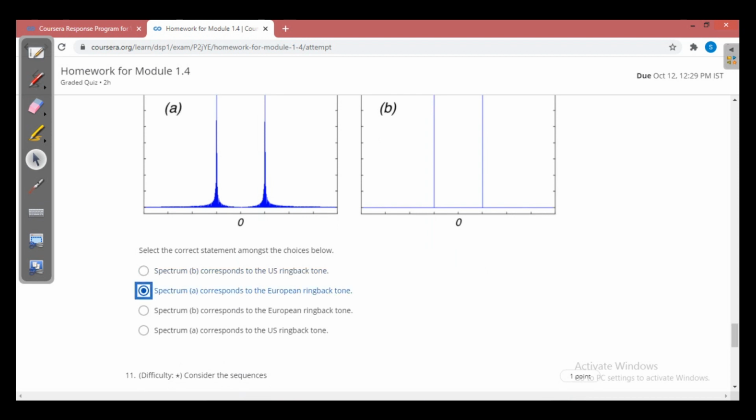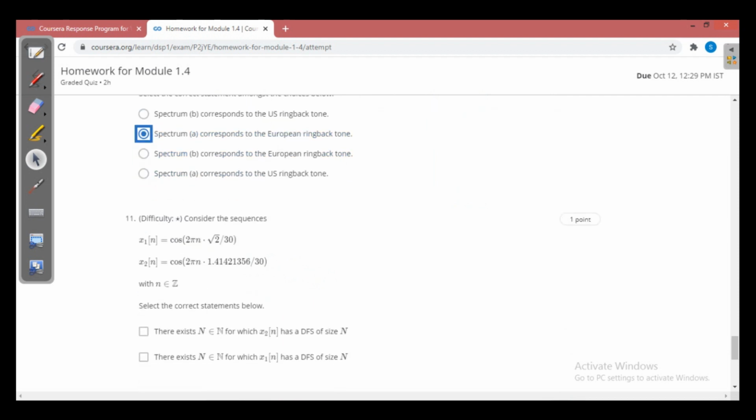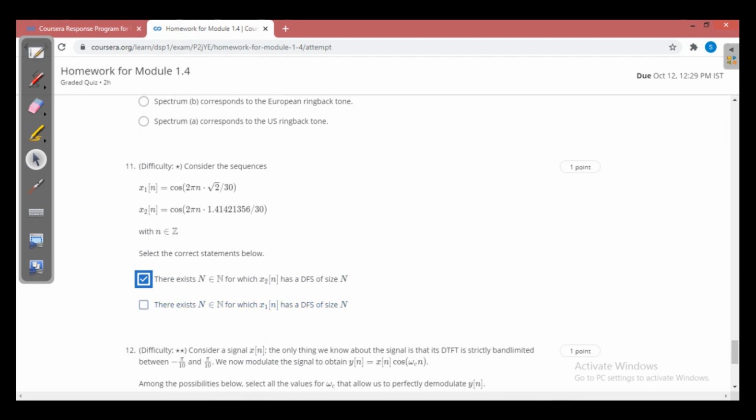Okay. Now the 11th one, consider the sequences x1 and x2. See, in x1 we have the root 2 term, then in x2 1.414, so that we have the discrete Fourier series for the x2 sequence. There exists an x2 which has a discrete Fourier series of size N.